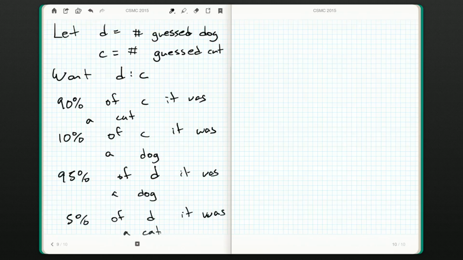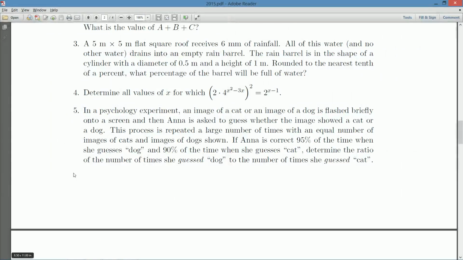So, we use that piece of information. We're just trying to translate and get as much information from the problem as we can. So, 95% of the time she guessed dog, she was right. So that means 5% of the time she guessed dog, she was wrong. So if it wasn't a dog, it must have been a cat. 90% of the time she guessed cat, she was right. So that means the remaining 10% she must have been wrong when she guessed cat. So that means it had to be a dog.